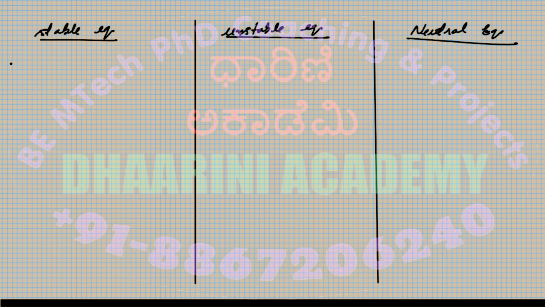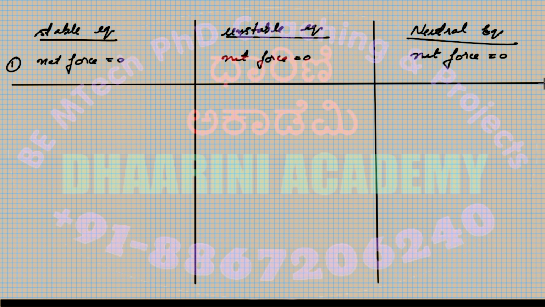Okay, so the first point is that in all the three cases, what is the net force? Since it is equilibrium, definitely the net force equals 0. So same thing I'll copy. Net force equal to 0. Net force equal to 0. So there is no doubt about this point. The net force acting on the balls under this condition is equal to 0. Let's move on to the second point.